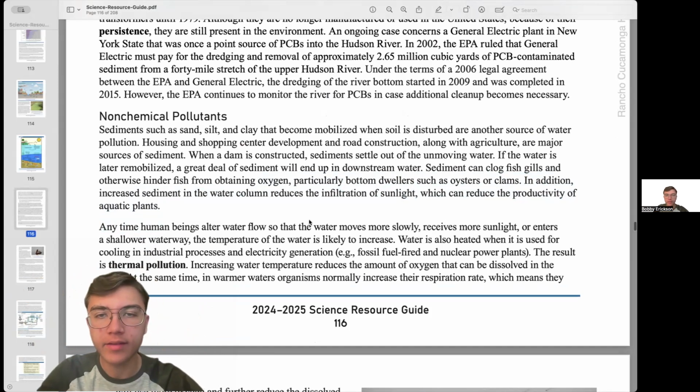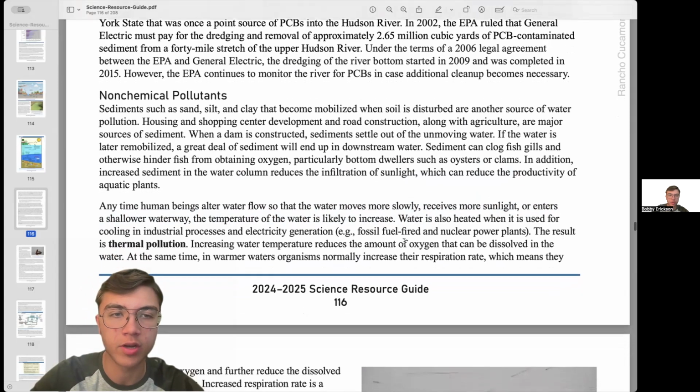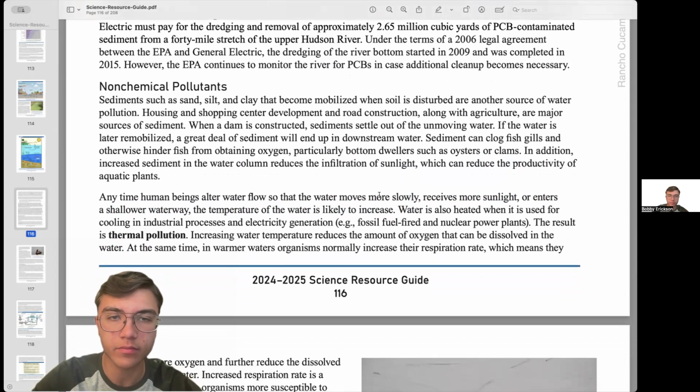So next up, if water moves more slowly, or it receives more sunlight, or enters a shallower waterway, then that water temperature is going to increase. So these are all ways in which water temperature increases. And it can also be heated for cooling in industrial processes and electricity generation, so like fossil fuel fired and nuclear power plants. So this is called thermal pollution.